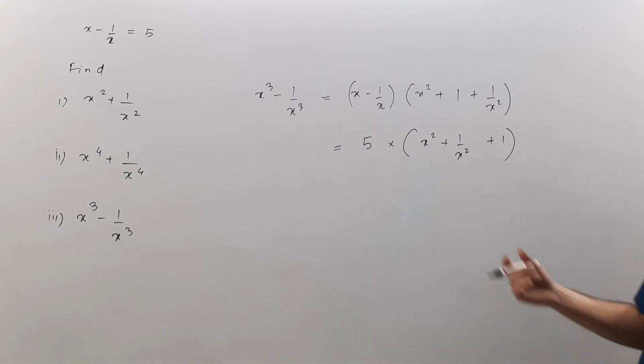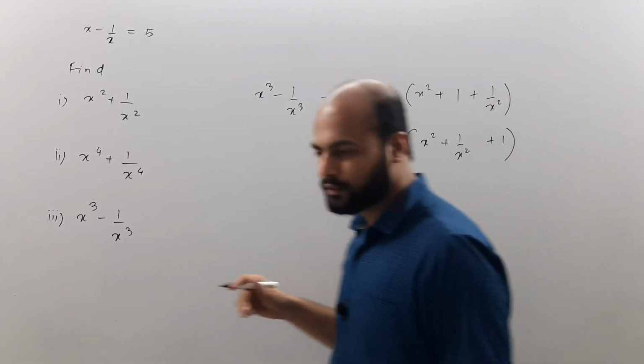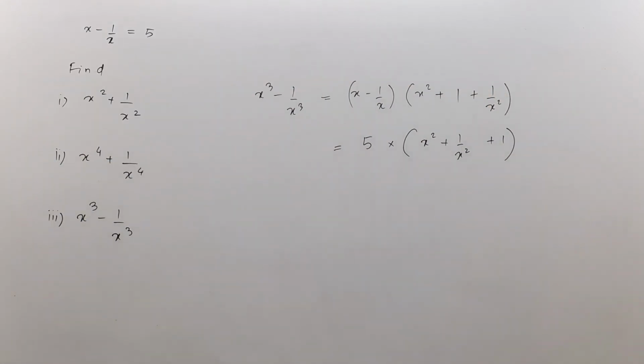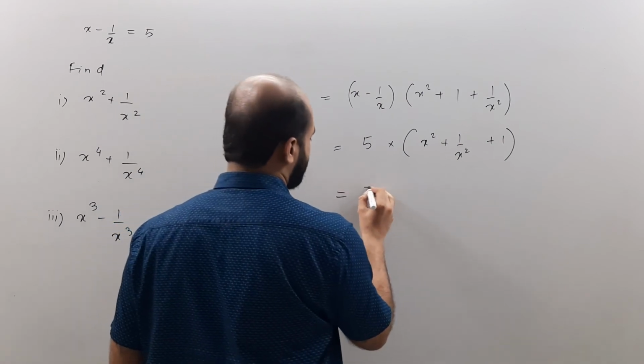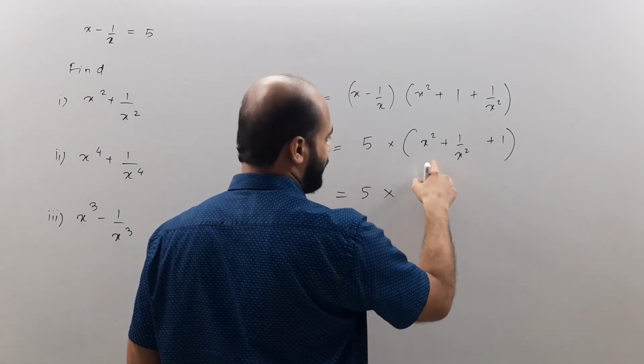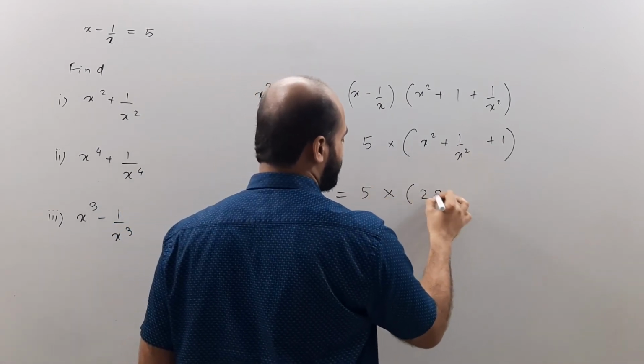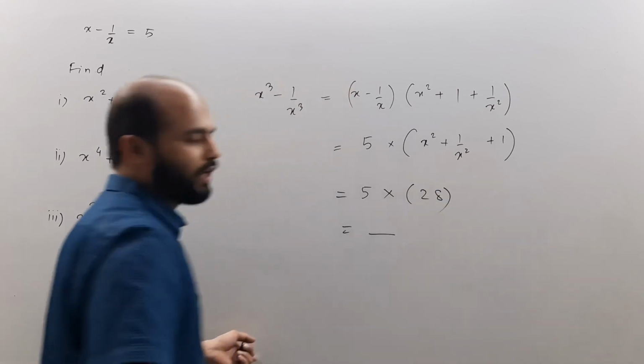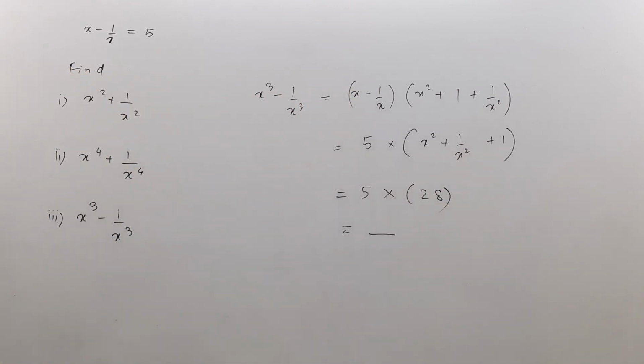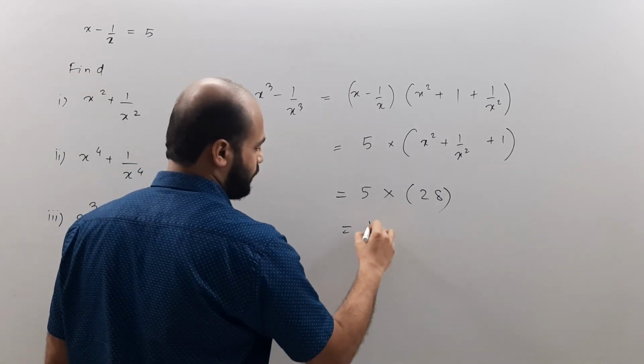So x square plus 1 by x square, we found it as 25. Sorry, x square plus 1 by x square was found as 27. So 27 plus 1, 28. This would be the final answer to this. The answer comes as 140. Final answer would come as 140.